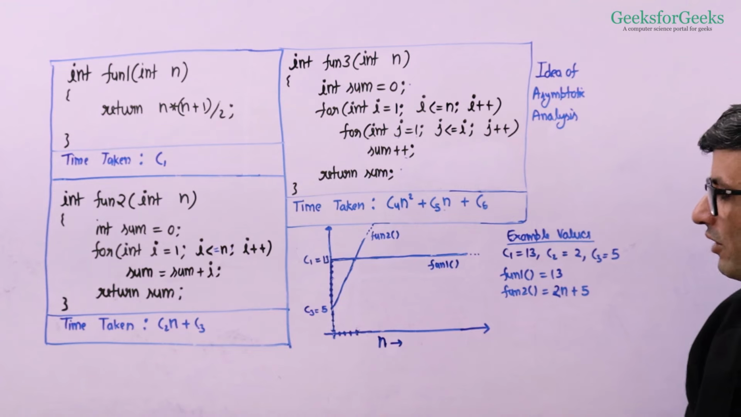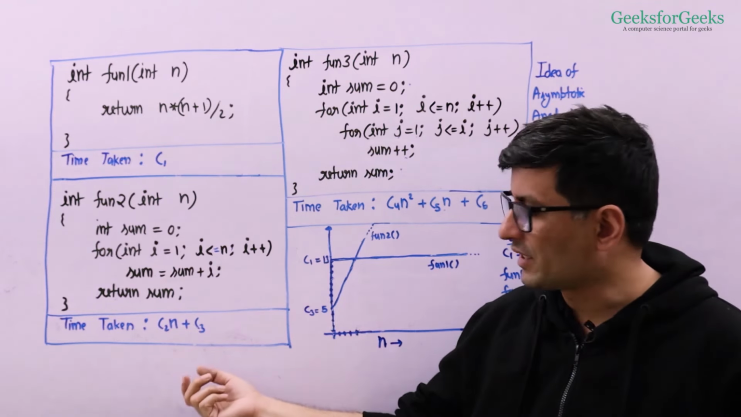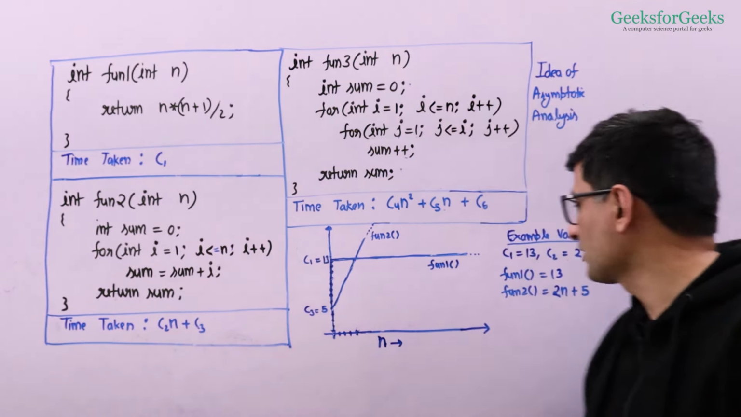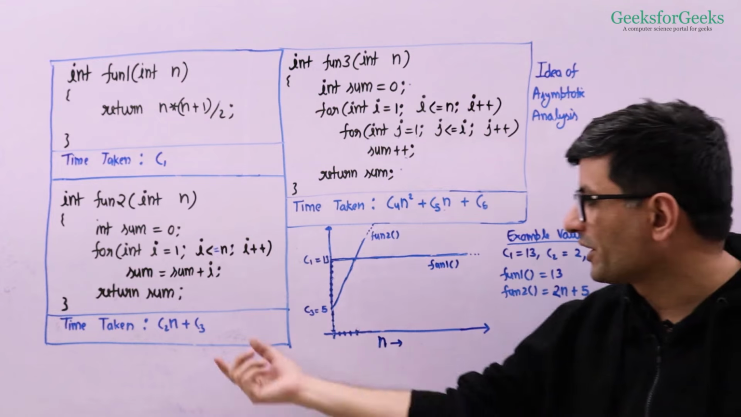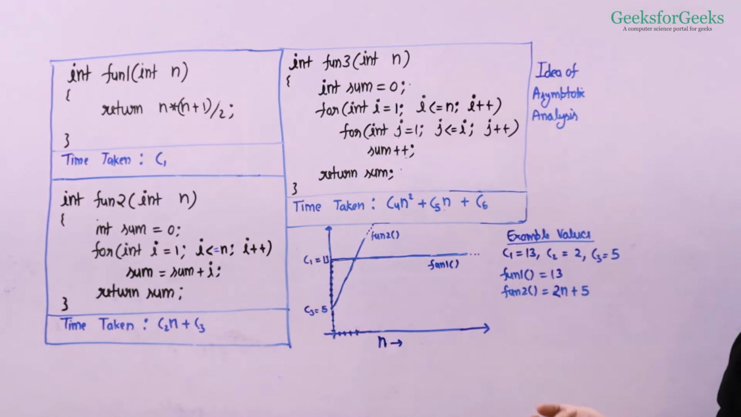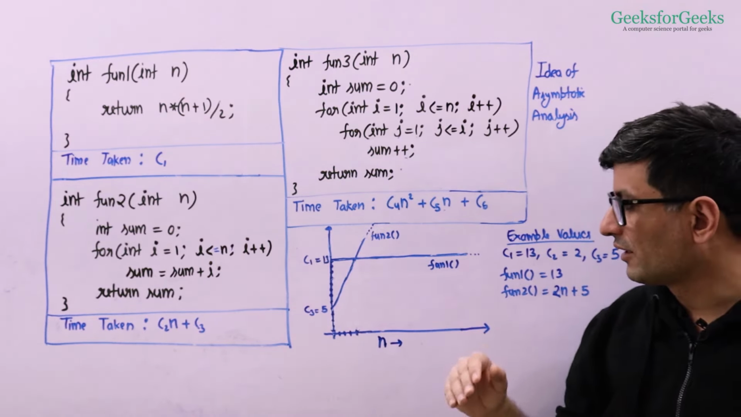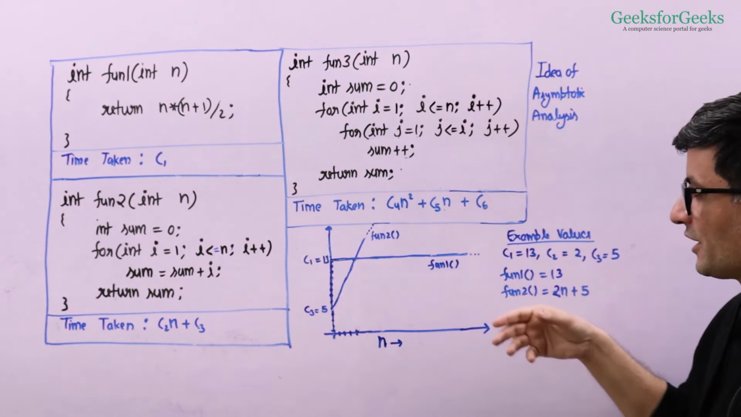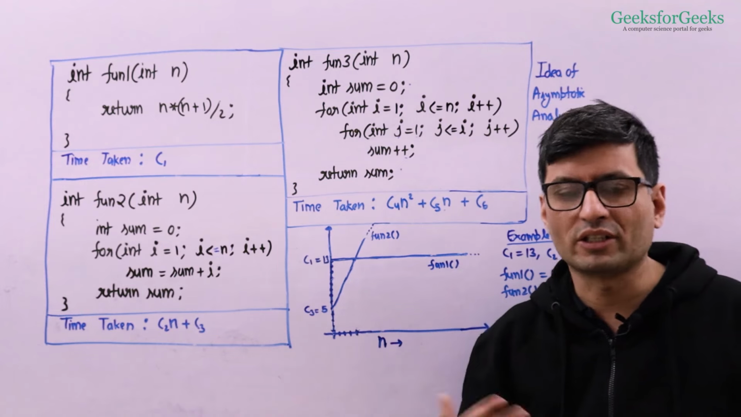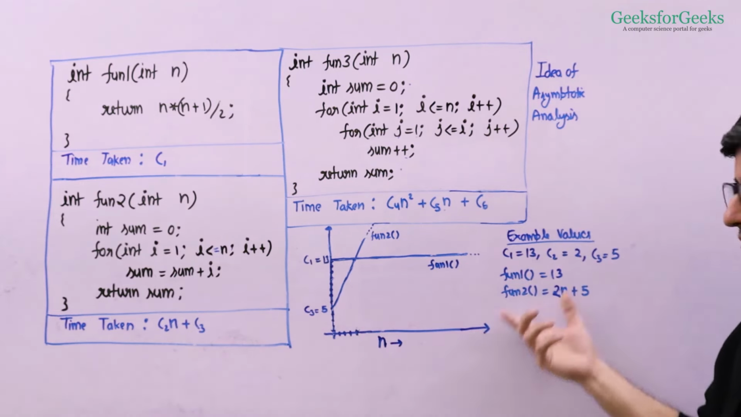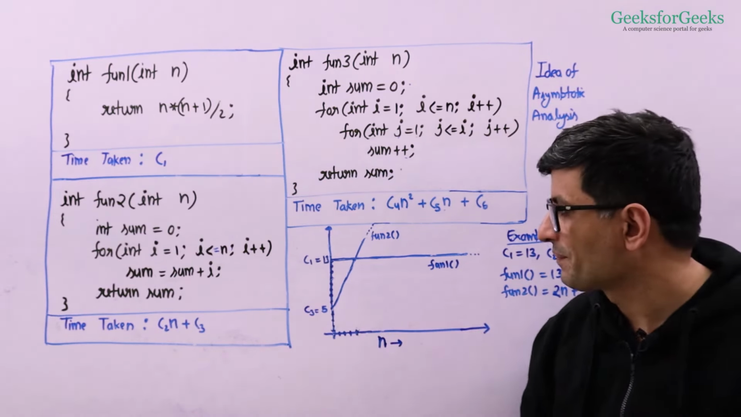Now your friend ran it on a different machine which is slightly faster, and for him say C2 is 2 and C3 is 5, right? So your friend got the expression 2n plus 5 for time taken and you have the expression as 13, right? So what happens with these two machines and these two functions when you run them, and I'm assuming that every time you run them they are going to have the same constants, the machine load does not change, right?